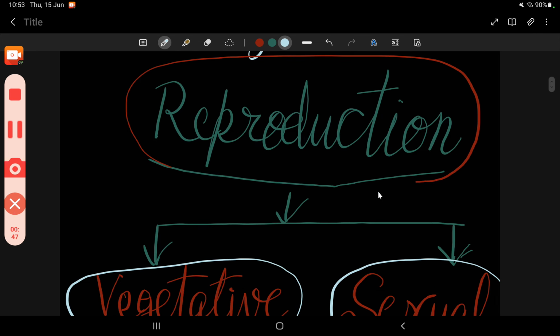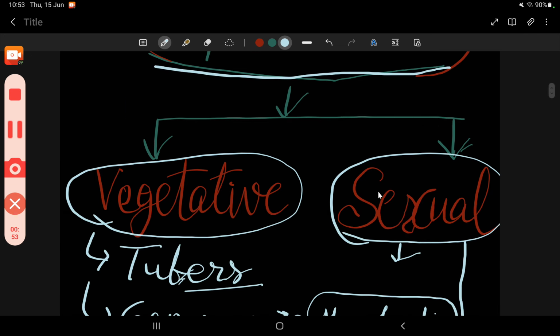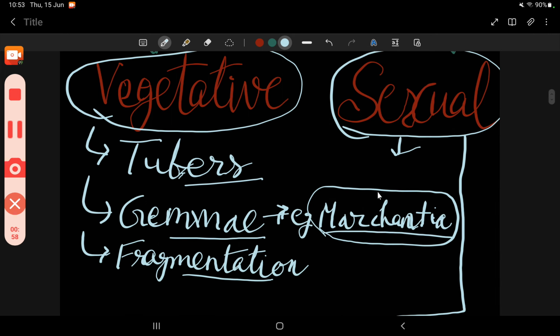Next is reproduction. Reproduction in bryophytes is of two main types, vegetative and sexual. Vegetative reproduction occurs by means of tubers, gemma cups, gemmae, for example in Marchantia, and fragmentation. A question arises here: gemma cups are present in which plant? The answer will be Marchantia.